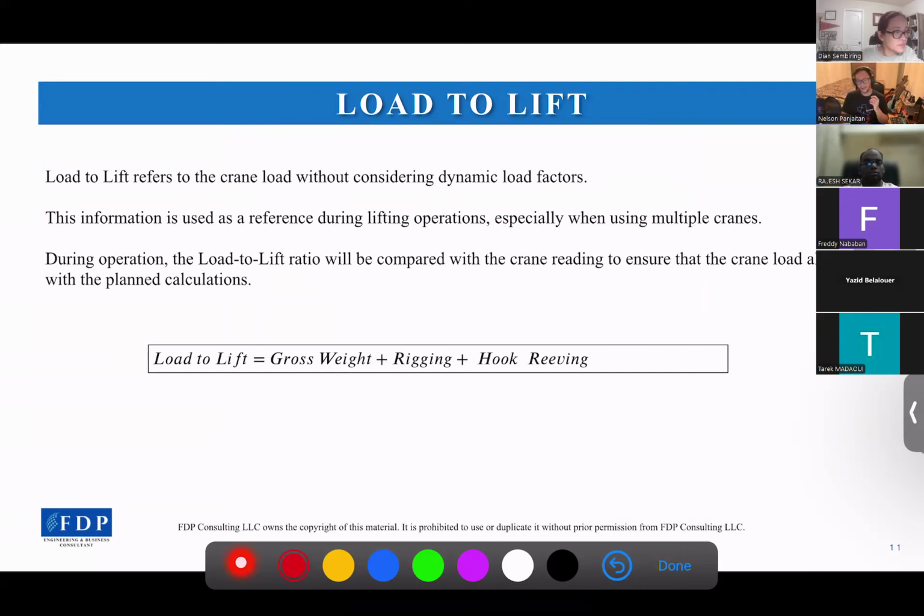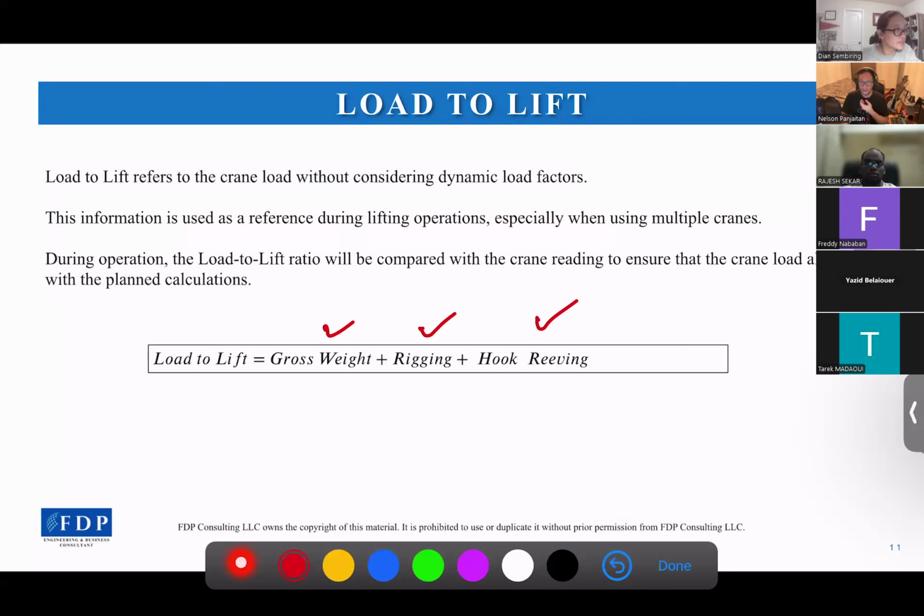So, what is load to lift? Load to lift is the preliminary crane load without dynamic loads or skew factor. So it's purely the object's weight, which in this case is the gross weight. And then we have rigging weight and hook and rigging weight. This load we use as a reference during lifting operation, so we can compare the actual load shown in the crane's monitor and our estimated load.